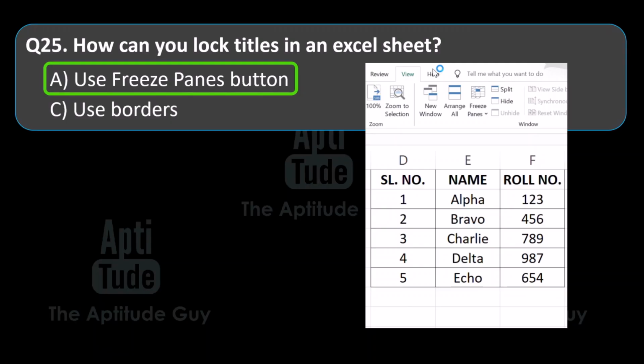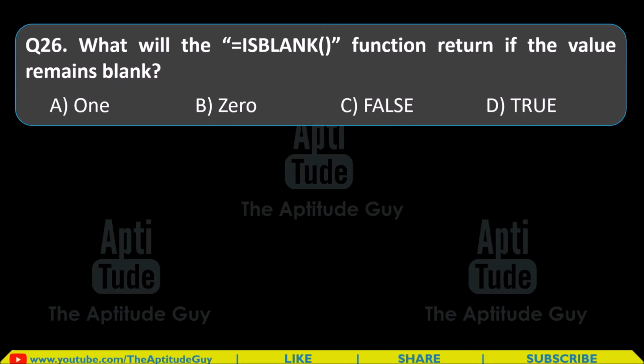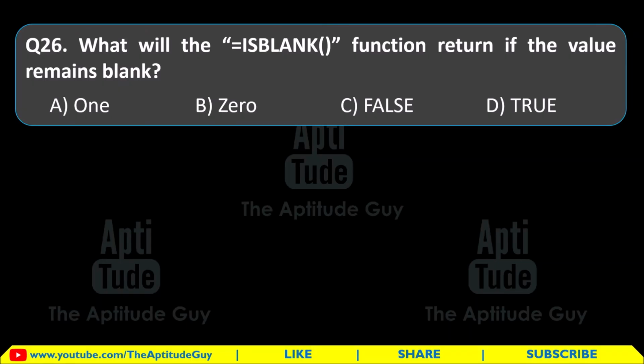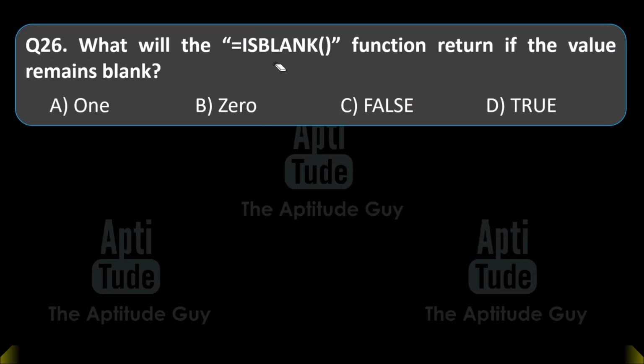Let's move on to the next one. Question number 26. What will the equal to is blank function return if the value remains blank? Basically, if the value of a cell is nothing, this cell has nothing, it is blank, then what will this function do? Now this function, if its purpose is to check for blank cells, what should the output be? Think about it. Lock an answer in your head.